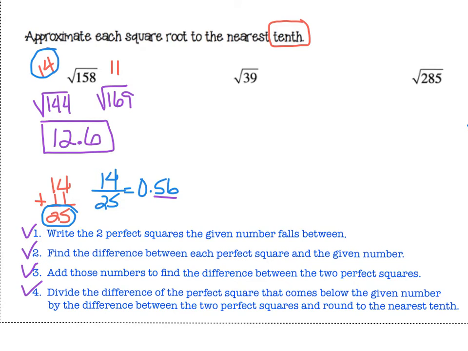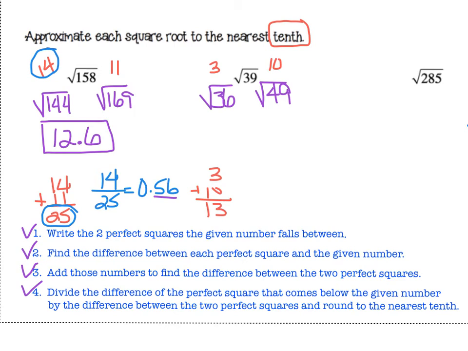Okay, let's look at the next example. The square root of 39 is going to fall between the square root of 36 and the square root of 49. That's step 1. Now for step 2, we're going to find the difference. The difference between 36 and 39 is 3, and the difference between 39 and 49 is 10. Then we're going to add those together to find our total difference. So 3 plus 10 gives me 13. We're going to keep that number handy because we need that.